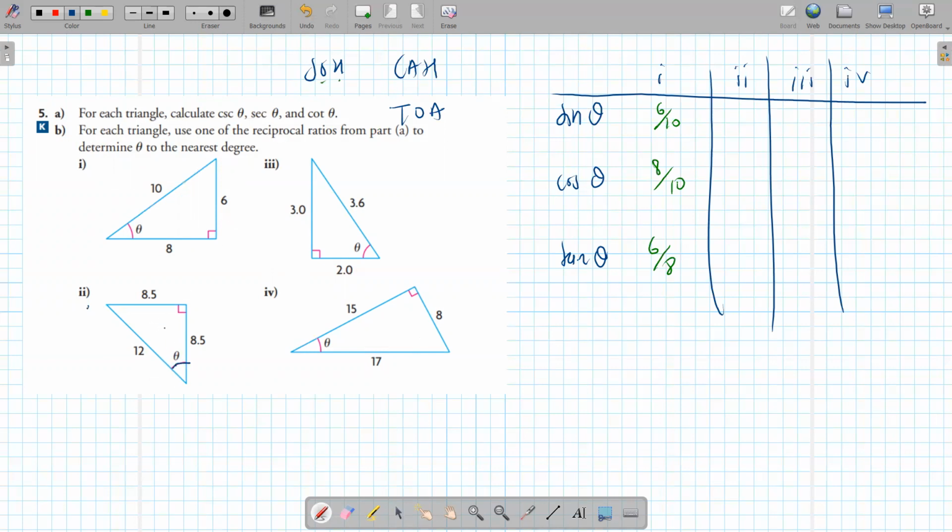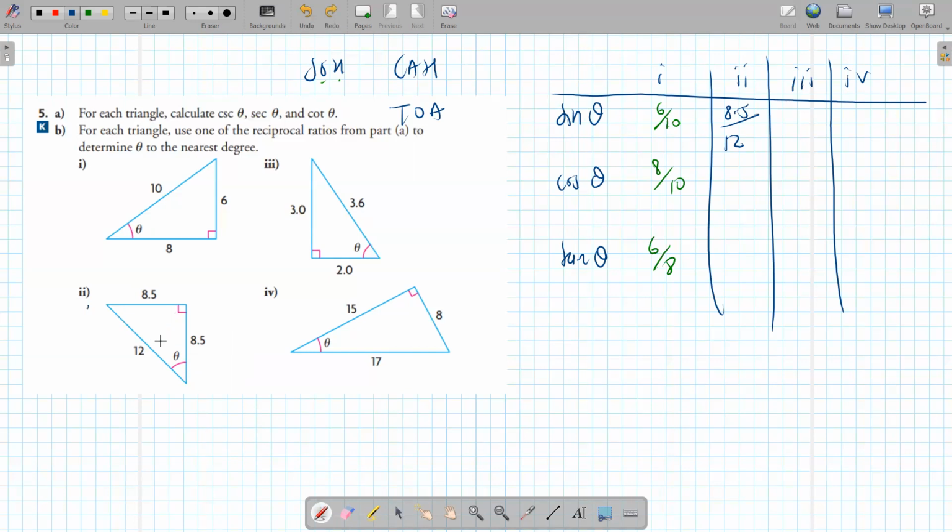Sine is opposite, right? Look at where the theta is. It's going to be opposite. So opposite is 8.5 divided by hypotenuse. What's the hypotenuse? 12. Yeah, exactly. Hypotenuse is always going to be the longest side. It is always going to be opposite of the right angle.